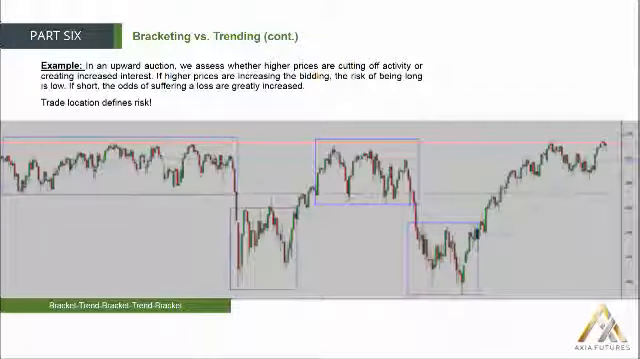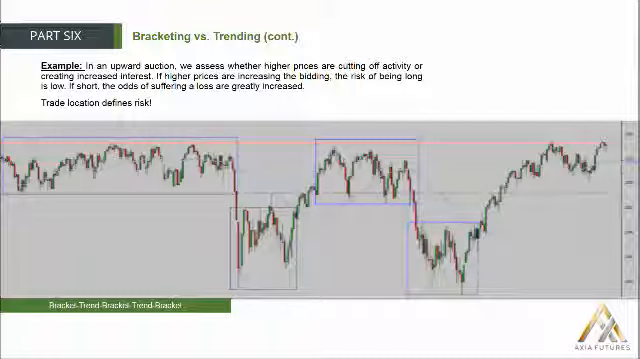So the example we've used is basically, in an upward auction, we assess whether higher prices are cutting off activity or creating increased interest. Now remember what I said to you: the objective of any market is to facilitate trade. So when prices move higher, is it bringing in new business? In other words, is it saying more buyers need to come in and initiate? Or is it getting responsive sellers into the market?